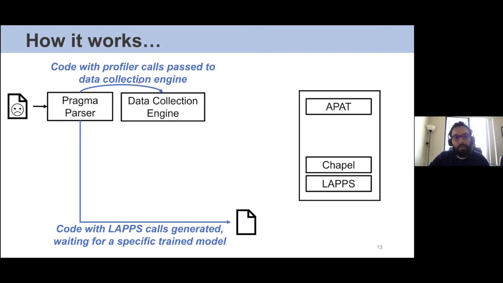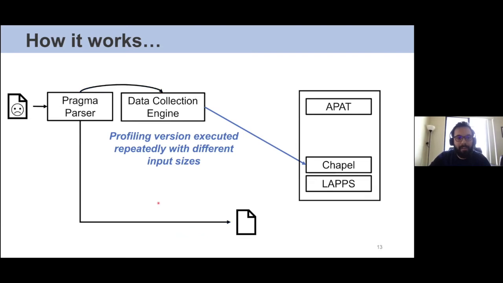One is to be used with APAT that includes some profiler calls appropriately for the pragmas that you injected. The other is one that uses some LABS calls to basically optimize the data locality. So what happens next is this data collection engine, which received the profiling source code, compiles this code and executes it with different input sizes that is specified by the user using a script.